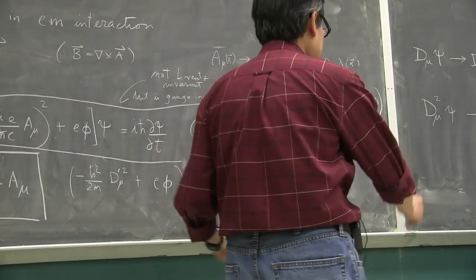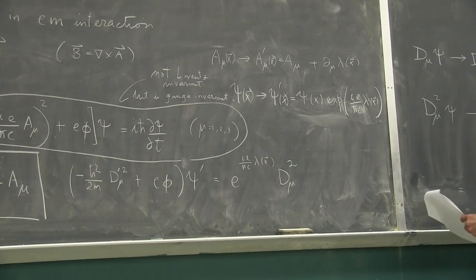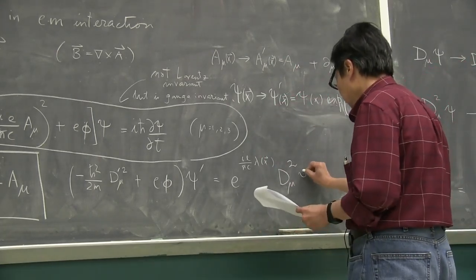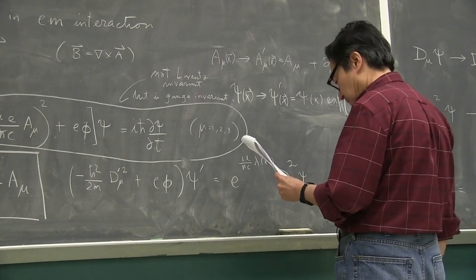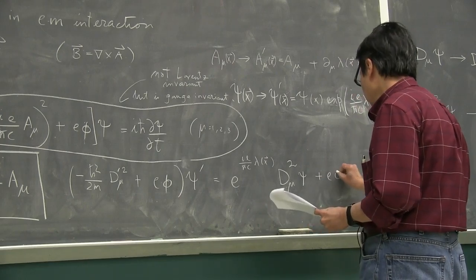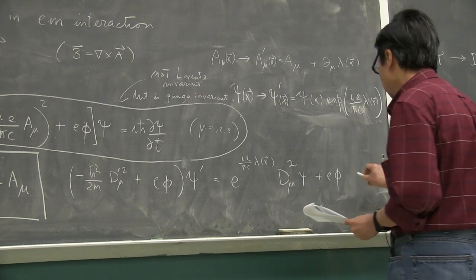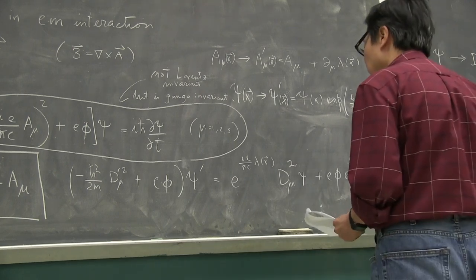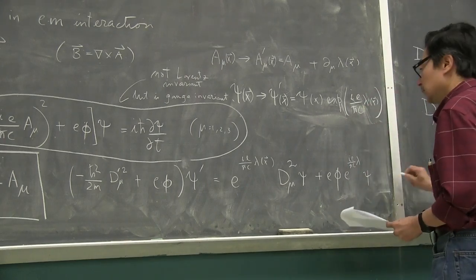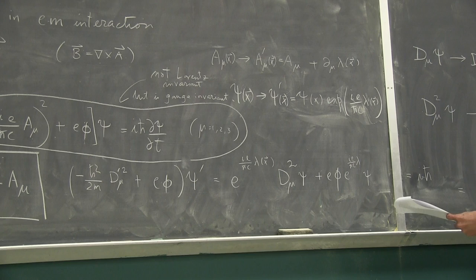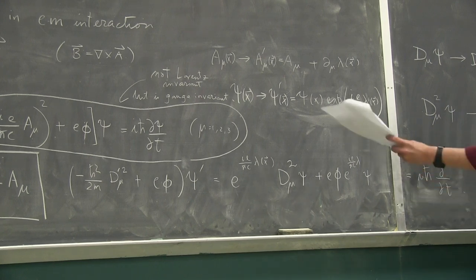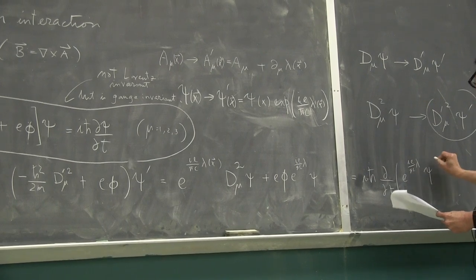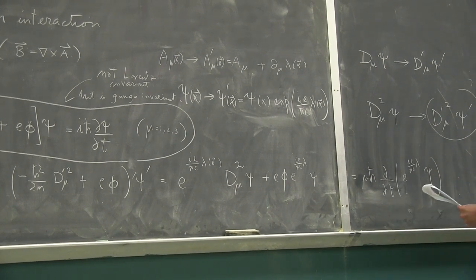Okay. So now by this equation, that equal to that, the new D' squared ψ' acting on ψ' is equal to that exponential factor acting on the old ψ, plus Eφ times the new ψ, which is e to the iE/ħc λ times ψ, is supposed to be equal to iħ ∂/∂t of the new ψ, which is e to the iE/ħc λ times ψ. Okay? Like so.